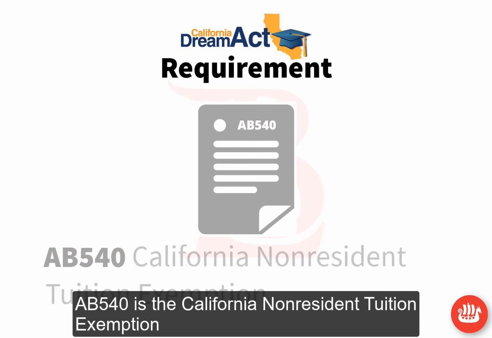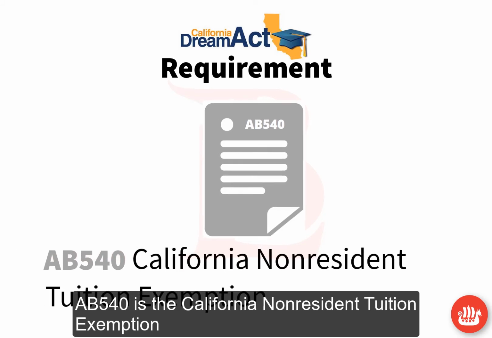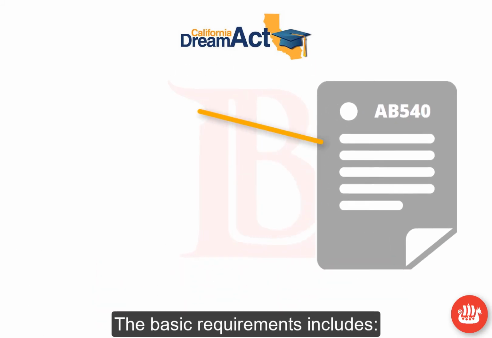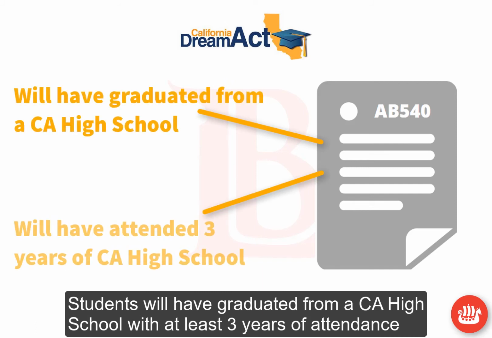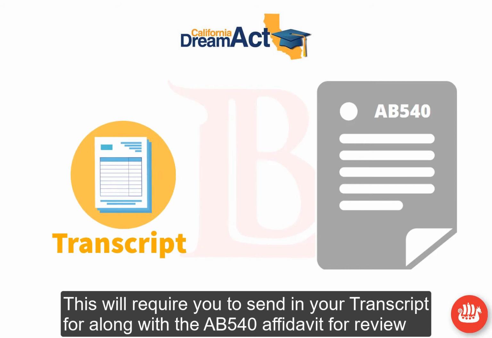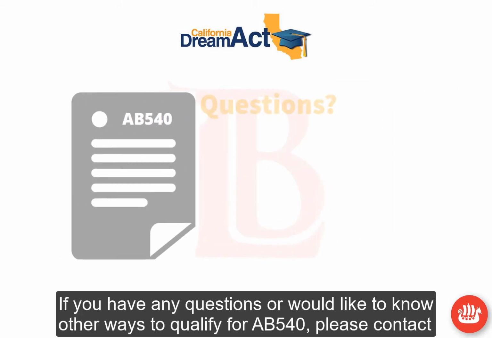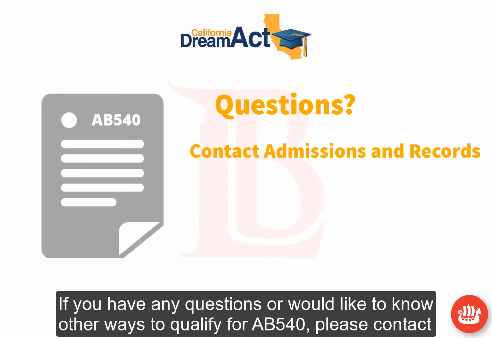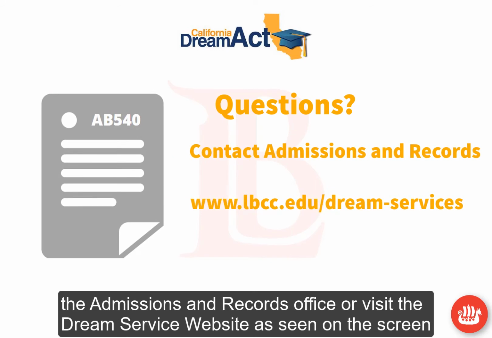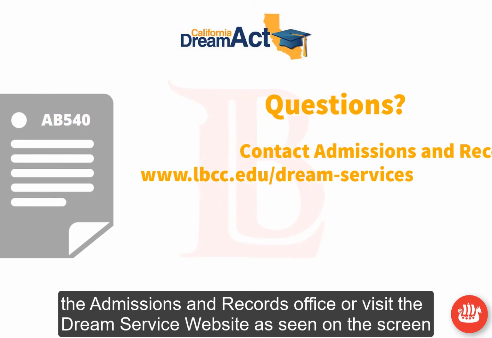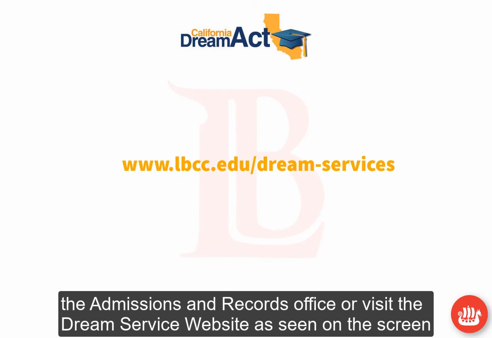AB 540 is the California non-resident tuition exemption. The basic requirement includes students will have graduated from a California high school with at least 3 years of attendance. This will require you to send in your transcript along with the AB 540 affidavit for review. If you have any questions or would like to know more ways to qualify for AB 540, please contact the Admissions and Records Office or visit the Dream Service website as seen on the screen.